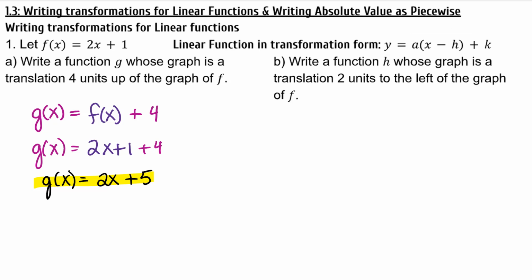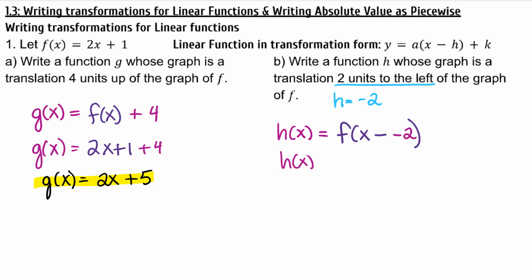Write a function h whose graph is a translation 2 units to the left of the graph of f. Because we're translating 2 units to the left, h will be -2. This is when it's especially helpful to think of a linear function in this transformation form, because a horizontal shift should only be subtracted from the x, or the input value. This would make h of x equal to f of x minus whatever h is. Let's simplify that.